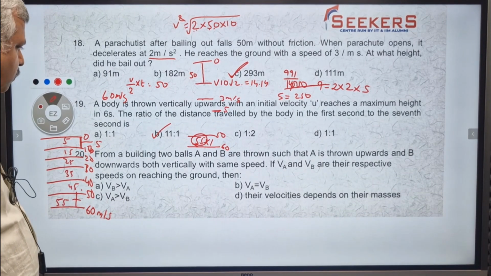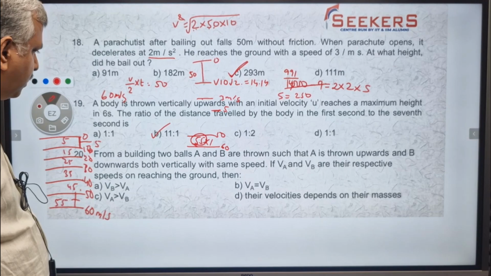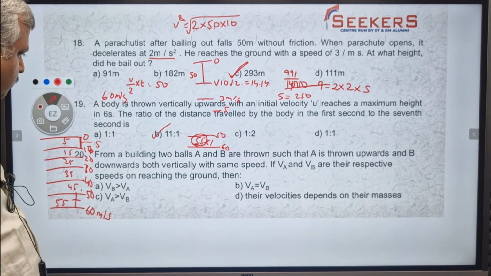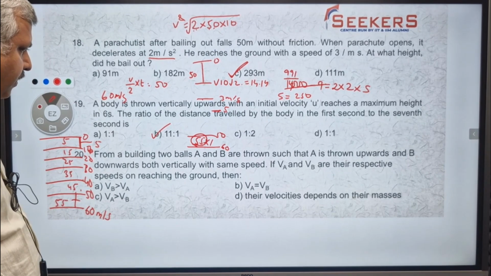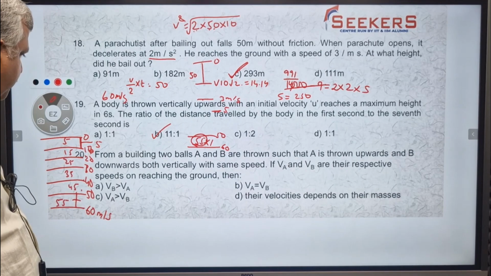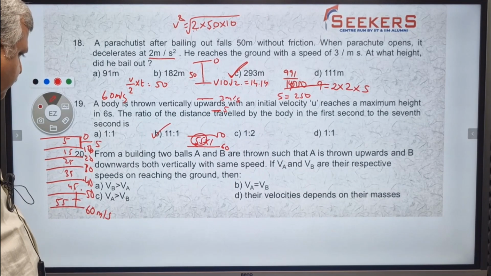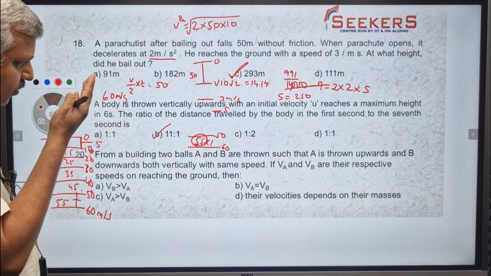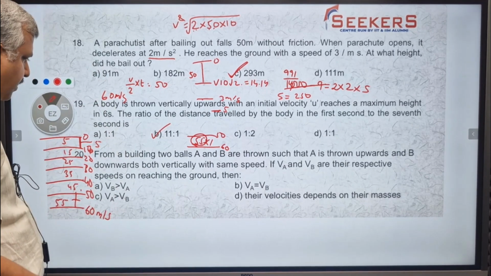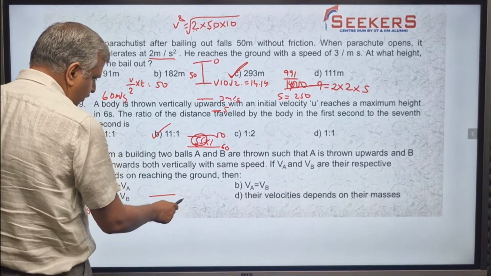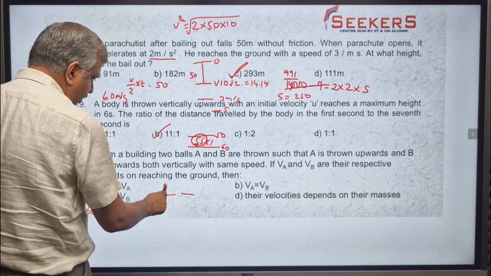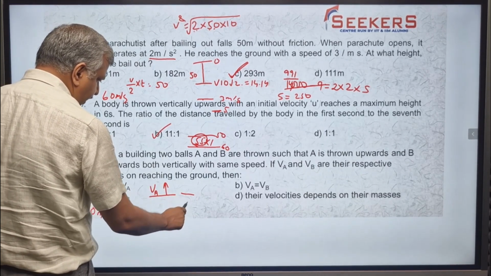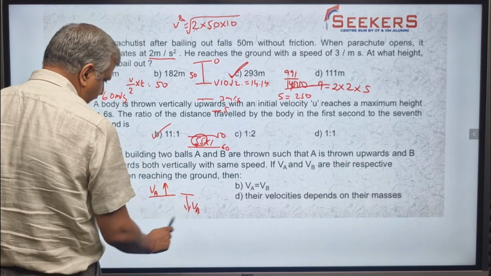From a building, two balls A and B are thrown such that A is thrown upwards and B is thrown downwards, both vertically with the same speed. If VA and VB are the respective speeds on reaching the ground, then obviously the first ball which was thrown up will go up to a greater height and then it will come down. But let's see, from here both were thrown. So this was thrown up with some velocity VA, and this was thrown down with some velocity VA.